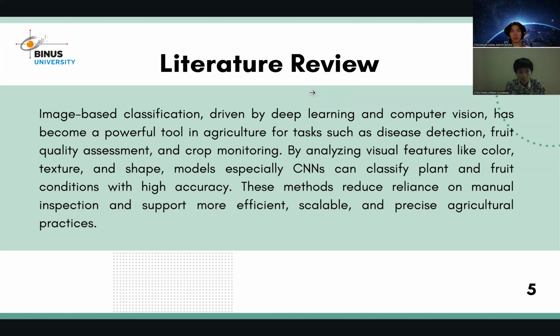Deep learning is now widely used in agriculture. For example, in fruit assessments and disease detections by analyzing features like color and shape. CNNs help automate the inspections, making the process faster and more reliable.